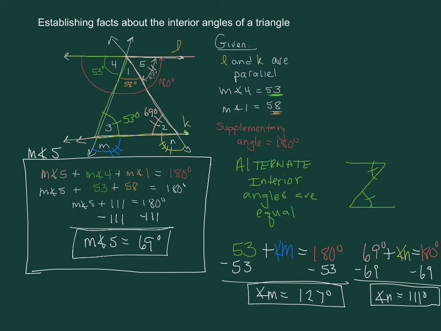Which is actually kind of interesting because if you notice here, here's 111, and 53 plus 58 is also 111. So this whole angle here is equal to that whole angle here, which kind of makes sense because it's another rule that I just don't think we want to hit, but just know that this right here is the same as this right here due to the fact of this line and that line. Okay.